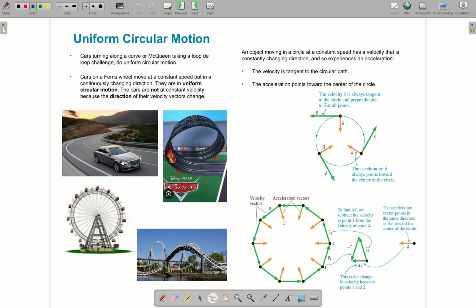A car taking a turn is an example. Lightning McQueen doing a loop-to-loop is an example of uniform circular motion, assuming the speed is constant around the circle. A Ferris wheel, generally, we have uniform circular motion. And when you're going on a loop-to-loop in a roller coaster, you are doing a uniform circular motion.